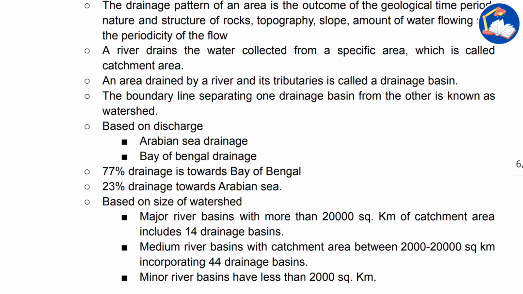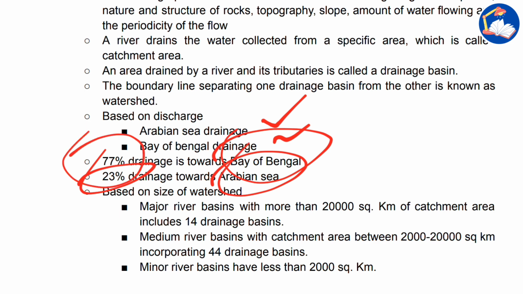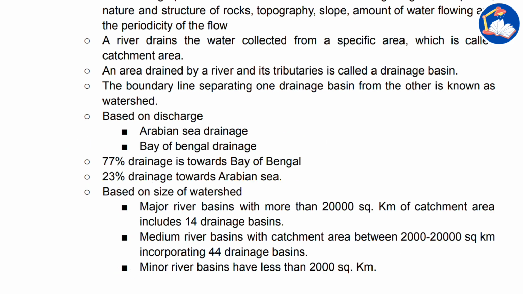Okay, based on discharge, Arabian Sea discharge and also Bay of Bengal discharge, 77% of drainage is towards Bay of Bengal and 23% of drainage is towards Arabian Sea. Okay, we will see the water divide also in the map, so we will get a clear picture of why there is 77% in the Bay of Bengal and 23% in the Arabian Sea. Now, based on the size of watershed, major river basins with more than 20,000 square kilometer of catchment area include 14 drainage basins. Medium river basins with catchment area between 2,000 to 20,000 square kilometer incorporate 44 drainage basins. Minor river basins have less than 2,000 square kilometer.